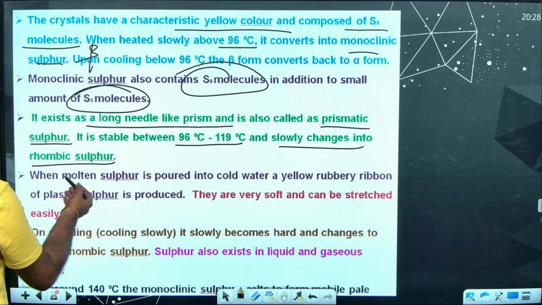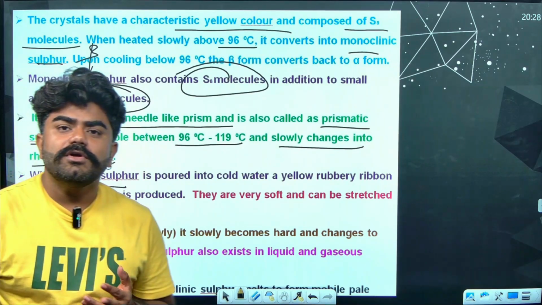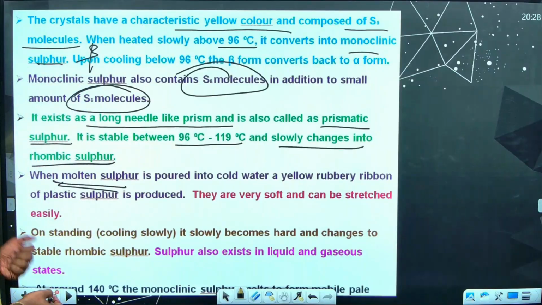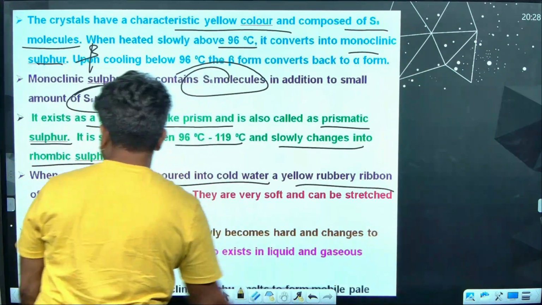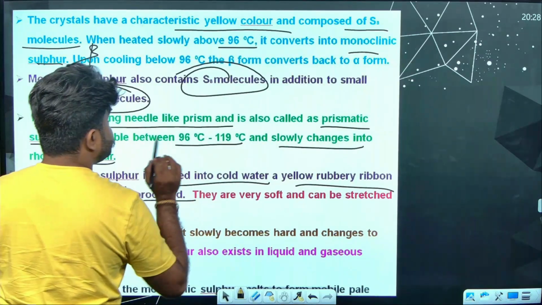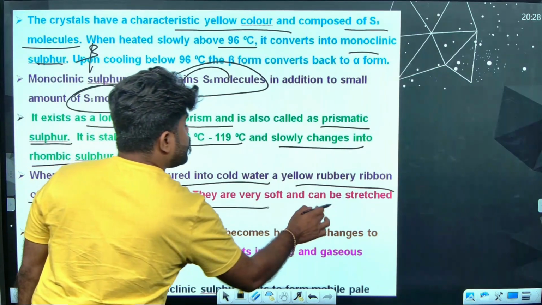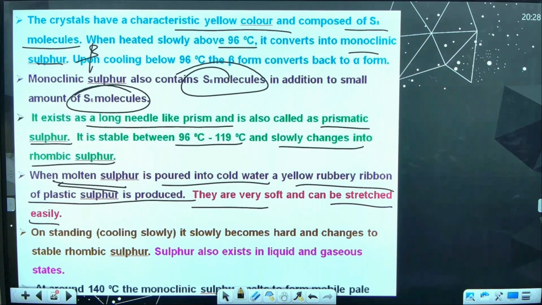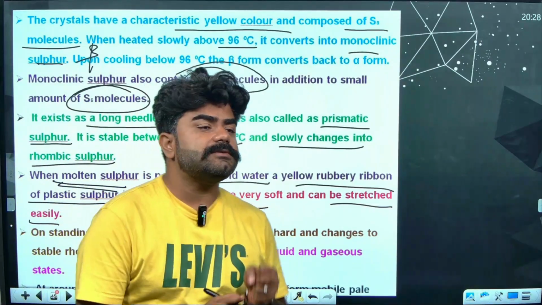Once the temperature crosses this, it slowly changes into rhombic sulfur. Now, when sulfur is heated, what happens? It becomes molten, right? It comes to the molten form. When you pour this molten sulfur in cold water, a yellow rubbery ribbon of plastic sulfur is produced. That is nothing but your plastic sulfur. It is very soft and can be stretched easily. That's the nature of this plastic sulfur. It's more flexible.